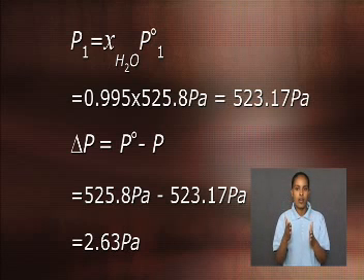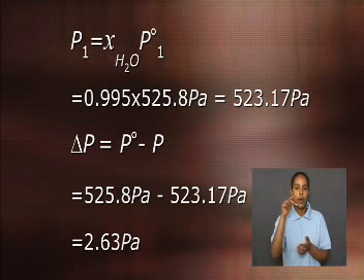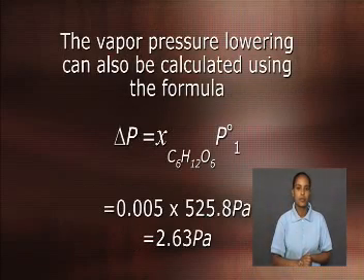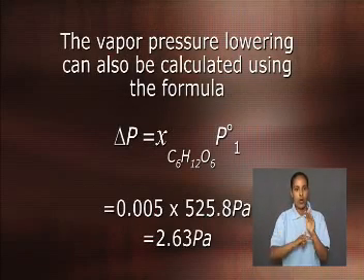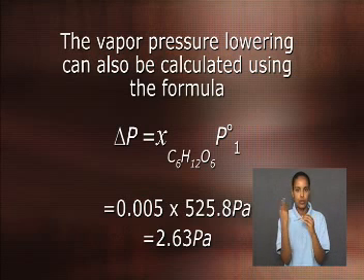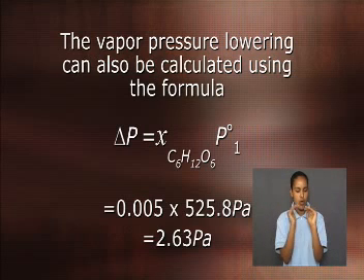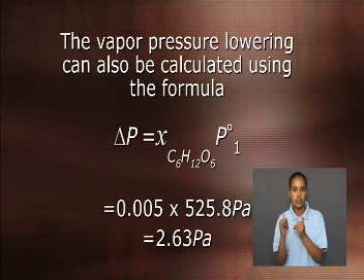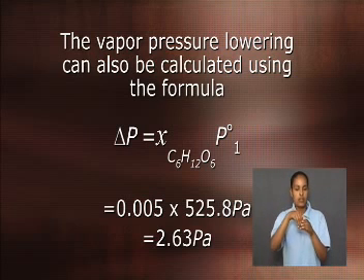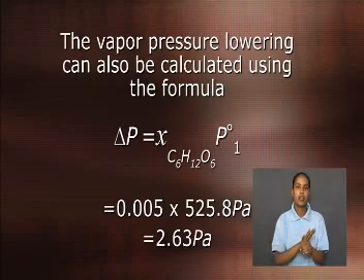The change in vapor pressure, or the vapor pressure lowering, is equal to the vapor pressure of the solvent minus the vapor pressure of the solvent in the solution. The answer is 2.63 pascals. The vapor pressure lowering can also be calculated using the formula. The change in vapor pressure is equal to the mole fraction of the solute in the solution multiplied by the vapor pressure of the pure solute.